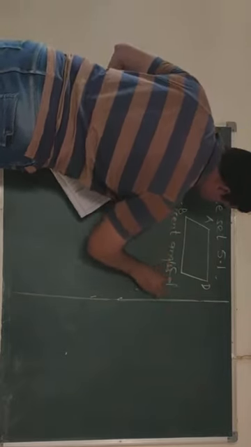Whenever ratio is given, let the common multiple equal x. So here I consider these adjacent angles are angle B and angle C. If the common multiple is x, then angle B equal to 1 into x, that is x degree, and angle C equal to 2 into x, 2x degree.